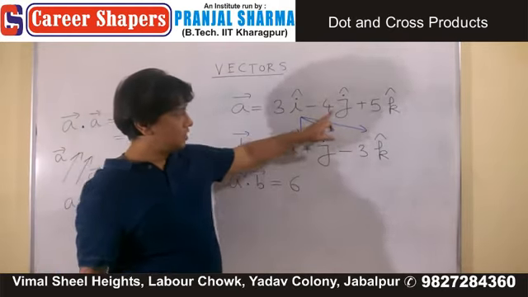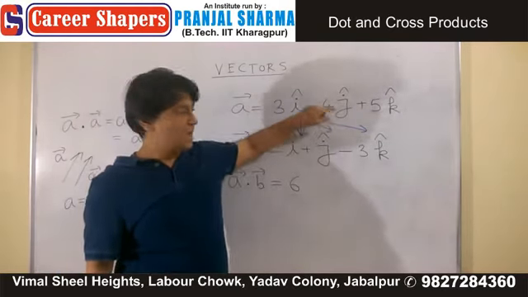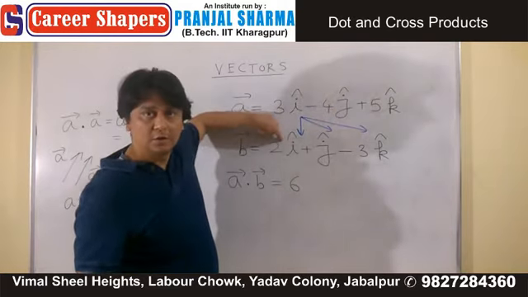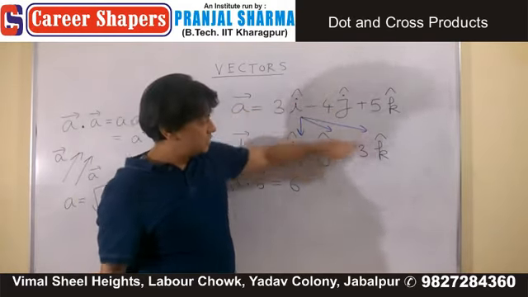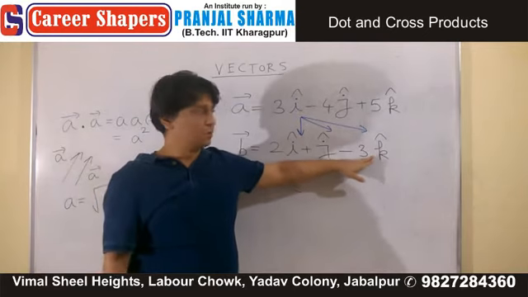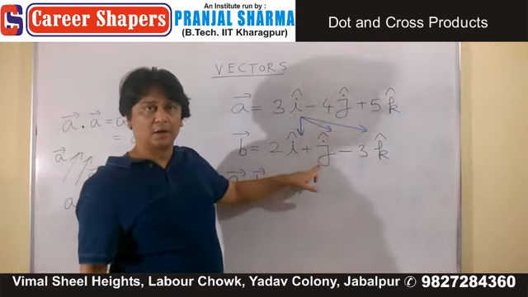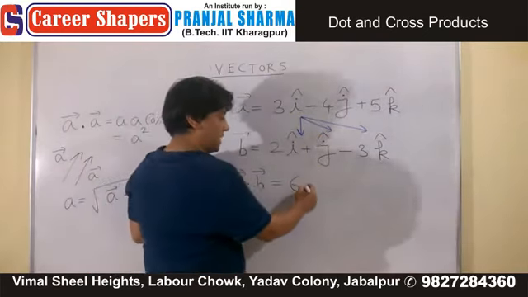Similarly, when you go for j, you will multiply j with i, which is 0, j with k, which is also 0, j with j. That gives you minus of 4.